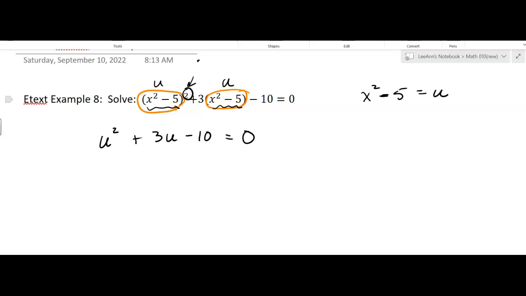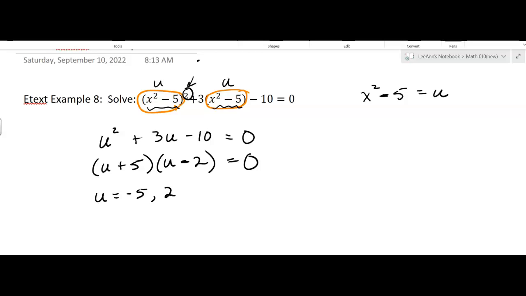Okay, now that's a quadratic equation. It probably factors, and it does: U plus 5 and U minus 2. So you can work on the factoring. You could use the quadratic formula if you wanted to, but it's easier to factor. So I get U equals negative 5 and 2. I get two solutions, right?